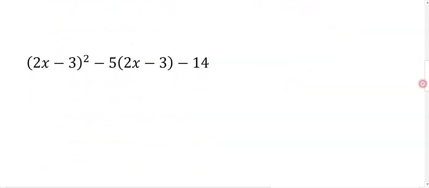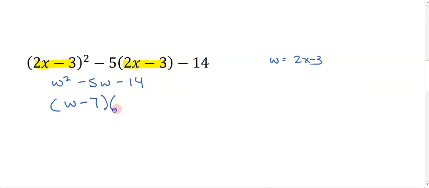So let's try this one. Again, I can see I have a binomial that exactly matches that binomial, so I can use my substitution, and I can let w be 2x minus 3, and I have w squared minus 5w minus 14. Going ahead and factoring it, I get w minus 7 and w plus 2, replacing the 2x minus 3 for w. Again, w is just at the front with no multiplication, so I'm not going to worry about the brackets right now. So I get 2x minus 3 in place of the w, and then I have plus 2 after. So it's the 2x minus 3 that's replacing the w in each of those binomials.